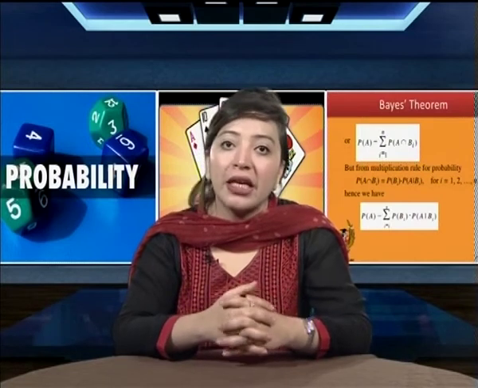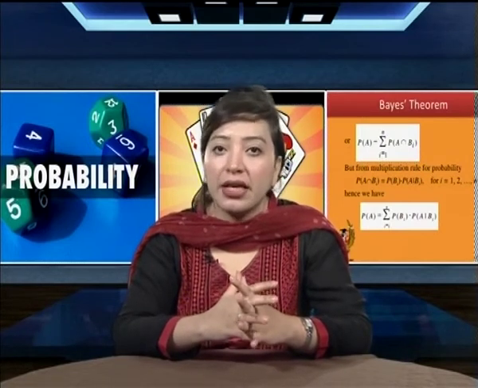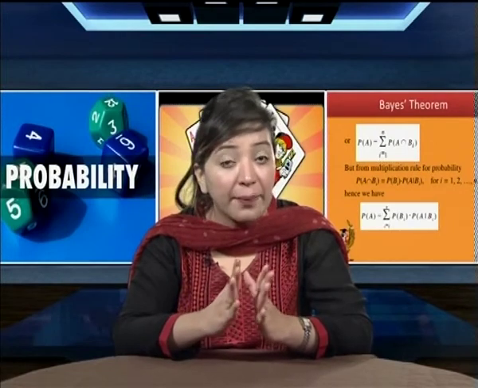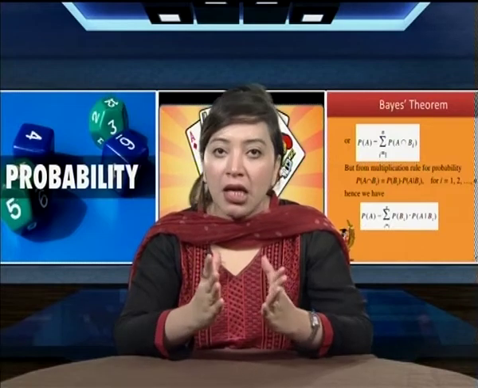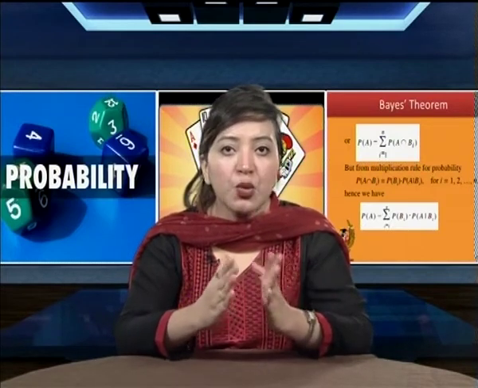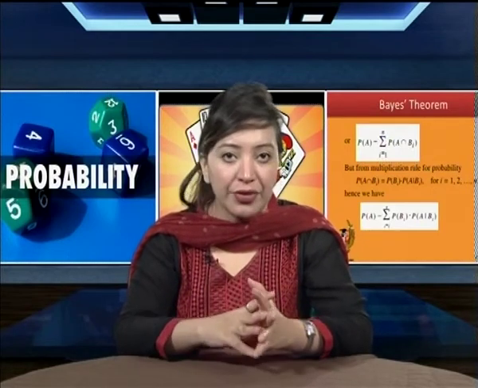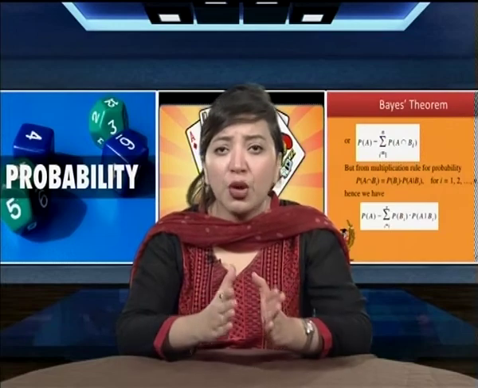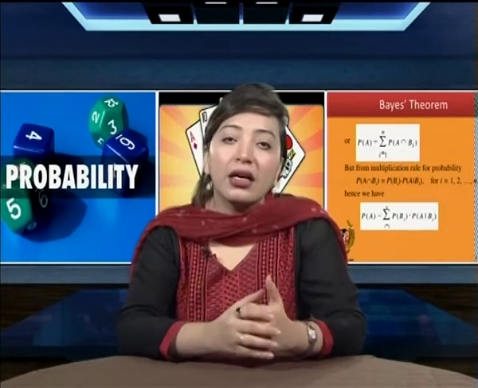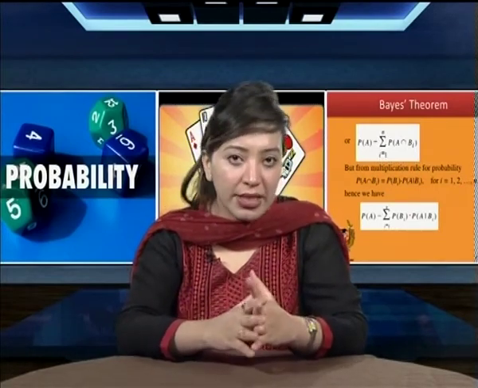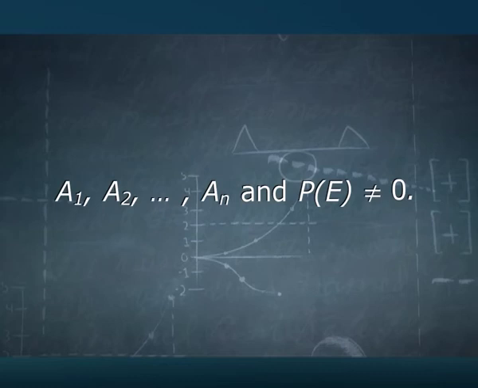The above formula for finding probability of A1 given E is a special case of the theorem known as Bayes theorem. So, we can generalize Bayes theorem and we can write a formula for this. Let A1, A2, and so on up to AN be n mutually exclusive events such that they form a partition of the sample space S. That is, A1 union A2 union so on AN equals the sample space S. Let E be an event so that E can occur in conjunction with only one of the events A1, A2, so on AN, and probability of E is not equal to 0.